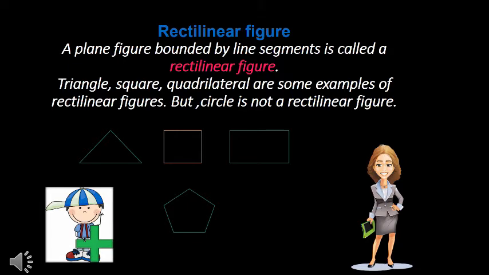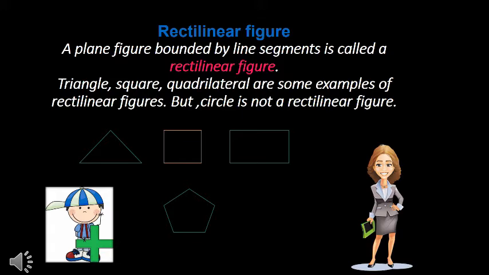Let us understand what are rectilinear figures. Children, a plane figure bounded by line segments is called a rectilinear figure. Thus, each one of the figures, namely a triangle, a rectangle, a square, a pentagon, etc., is a rectilinear figure. Clearly, a circle is not a rectilinear figure.